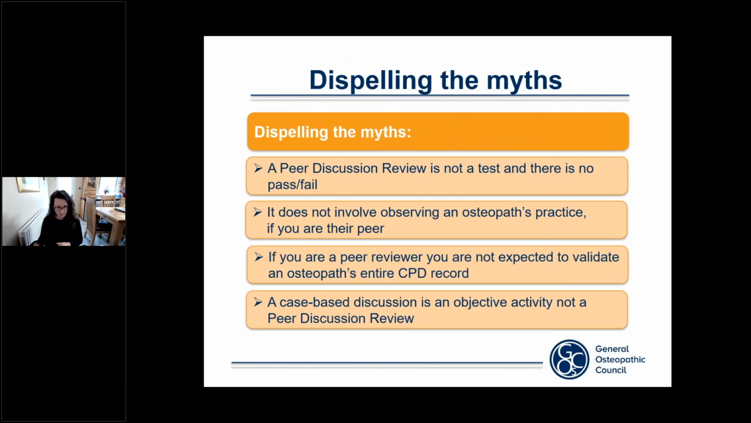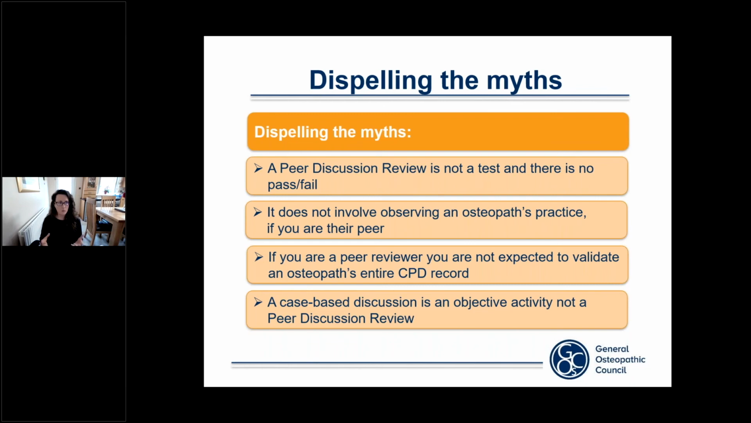So, dispelling the myths: it is not a test. There is no pass and fail. It is not a peer observation. If somebody said to you, will you be my peer reviewer? You don't need to go and observe them in practice. You are not expected as a peer reviewer to validate an osteopath's entire CPD record. And again, we know that a lot of osteopaths conflate the two things. Case-based discussion is an objective activity, not a peer discussion review.